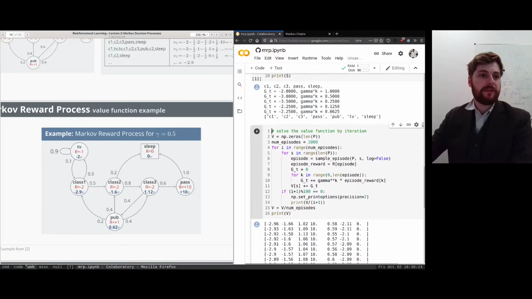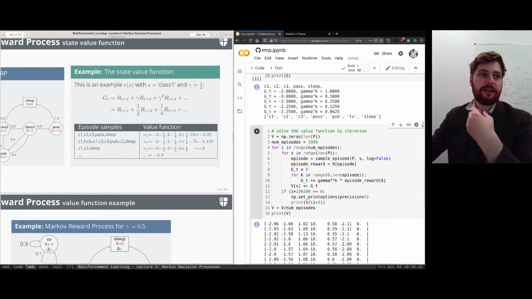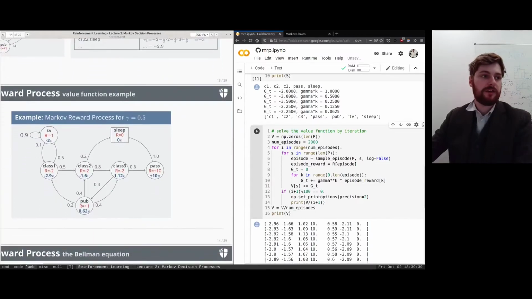Okay, so how do we solve the value function? Well, we're just going to solve it iteratively. We're going to do lots and lots of samples, like in the table here, maybe hundreds or thousands of samples, and we're just going to average it all together. So here we're going to go through lots and lots of episodes, and for each episode we're going to calculate the discounted return, and then we're just going to average by the number of episodes. So let's do that.